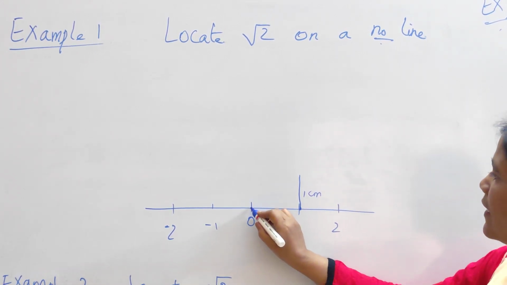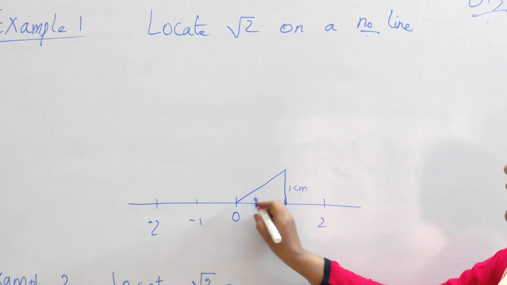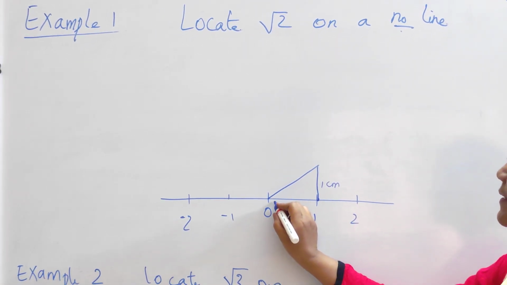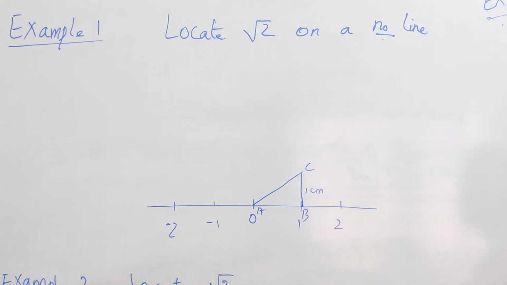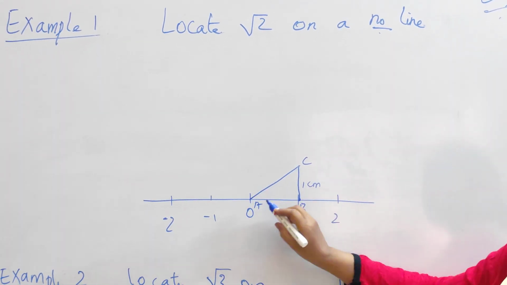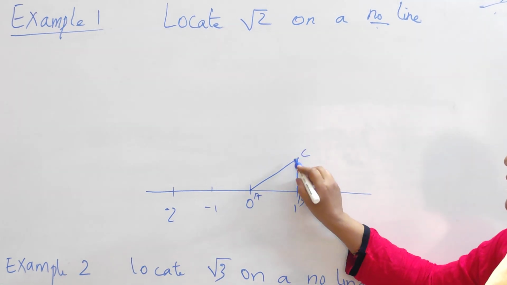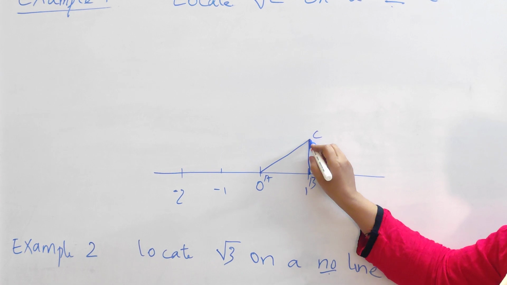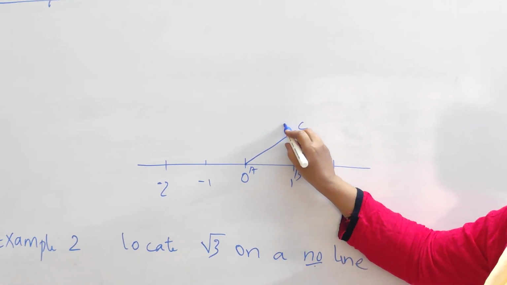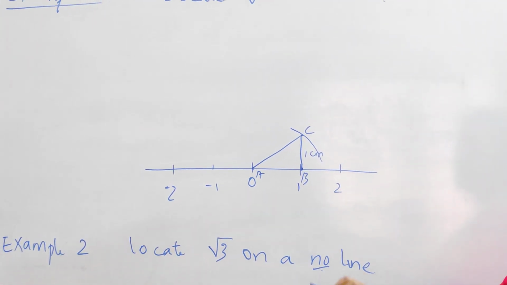Then you join this, you get a right angle triangle. Call this A, B, C. Now what you do, you take this as your radius. With your compass, you take this as a radius and cut an arc like this.